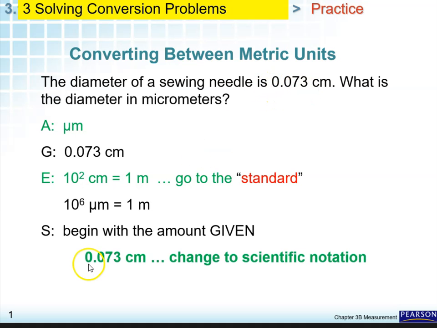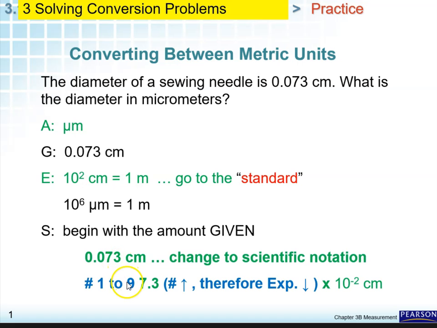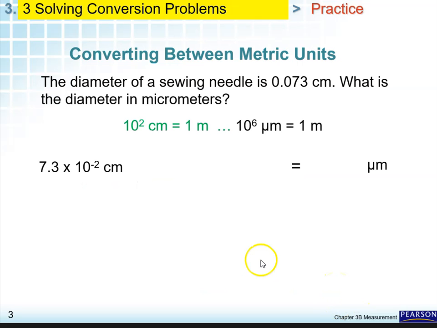We're given 0.073 centimeters. And we want to change that to scientific notation just to save us time in the long run. So we need a number from 1 to 9, which means we're going to move that decimal 2 places to the right to 7.3, making the number larger. 7.3 is larger than 0.073. Then, since the number got bigger, thumbs up, the exponent must get smaller, thumbs down. So we're going to end up with 7.3 times 10 to the minus 2 centimeters. So that's where we're going to start.